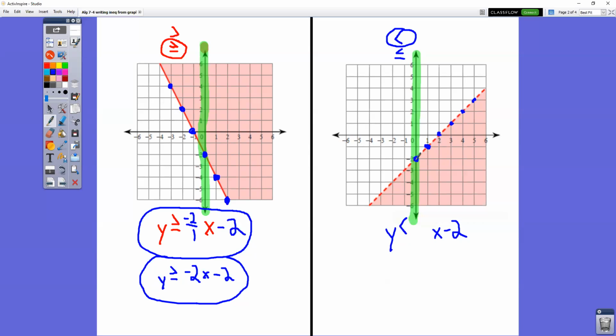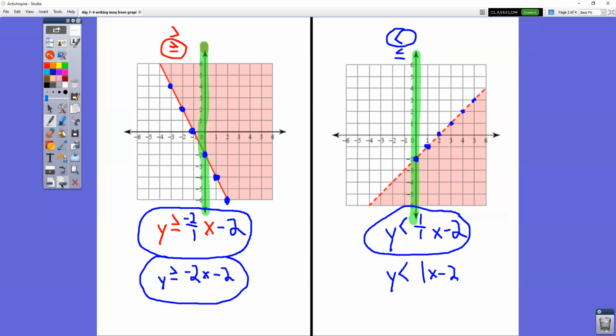So going to the right, I can see that I'm going up 1 over 1, up 1 over 1, up 1 over 1. So I could put 1 over 1 as my slope. This would be a perfectly acceptable answer. Now you might see it written like this as well. Y is less than 1x minus 2. Either of those answers would be perfectly fine.